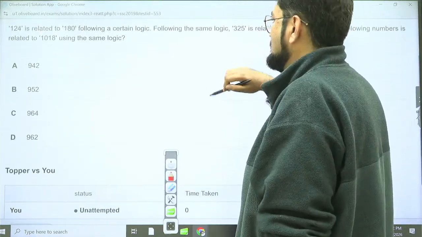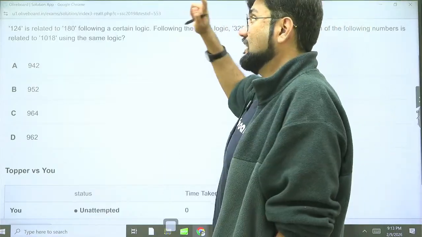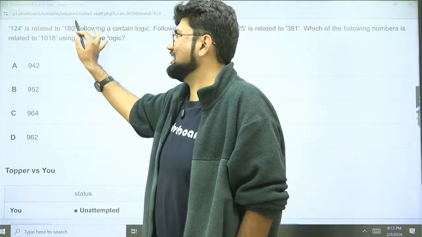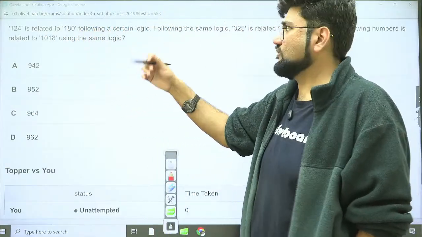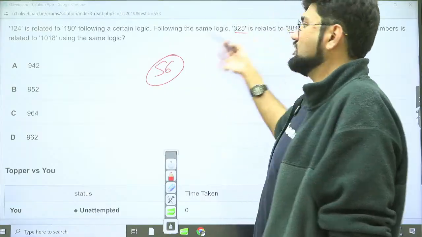124 is related to 180. 325 is related to 381. Which of the numbers is related to 1018? Now you observe this 124, 180. They are very close numbers. So just take the difference first. If you take the difference, you get 56 here.